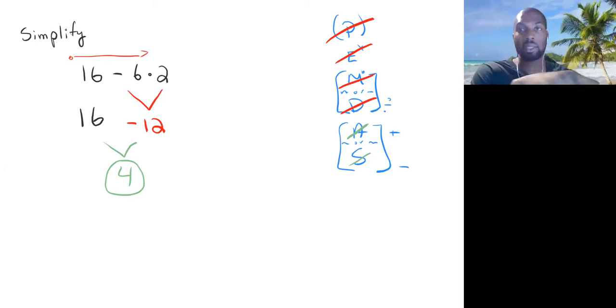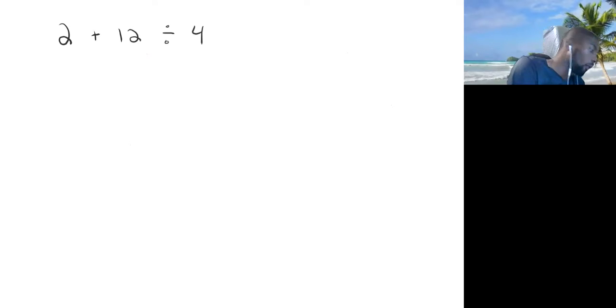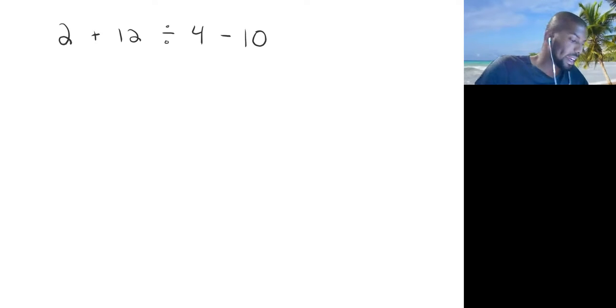Parentheses first, then exponents, then multiplication, then division, then addition, then subtraction. So let's try another problem. Let's say I had 2 plus 12 divided by, there's something, 4 minus 10. And they asked me to solve this, or to simplify.